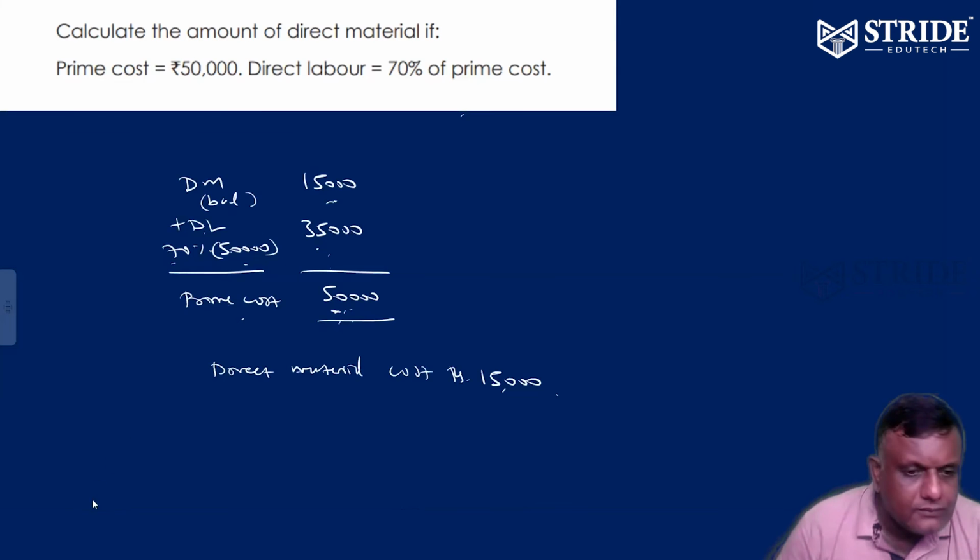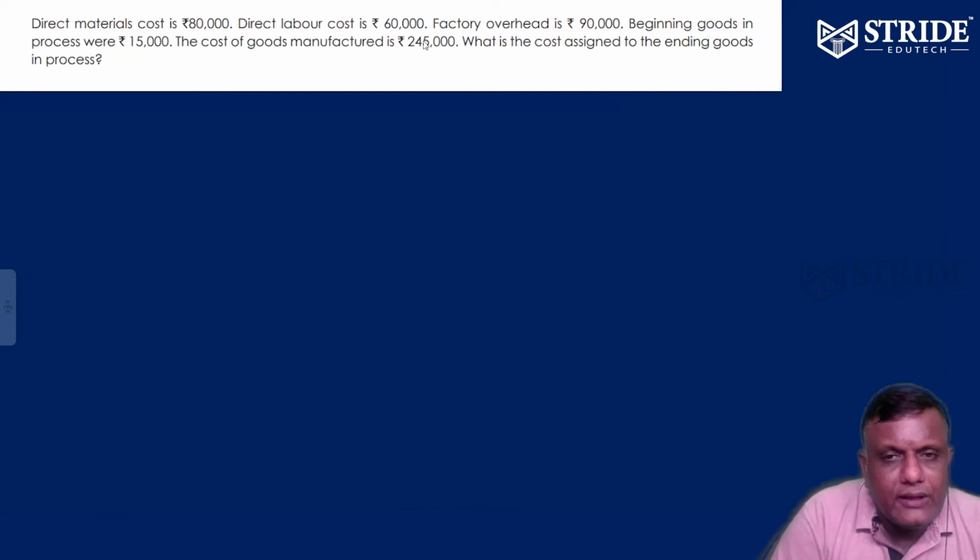Cost sheet. Direct material cost is 80,000. Direct labor cost is 60,000. Factory overheads is 90,000. Beginning goods in process, opening WIP 15,000. Cost of goods manufactured 2,45,000. What is the cost assigned to ending goods in process? Closing WIP question mark. So everything is given.